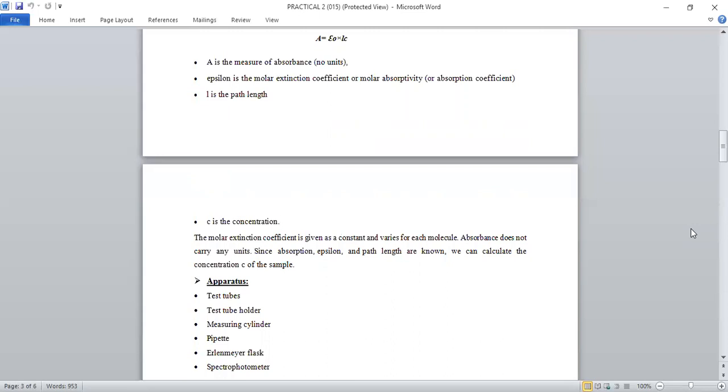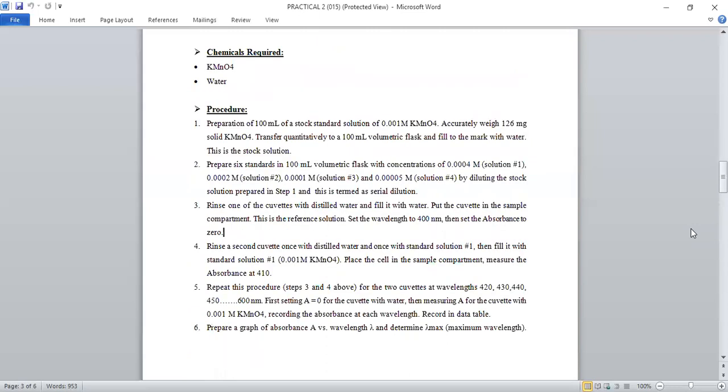Apparatus: test tubes, test tube holder, measuring cylinder, pipette, Erlenmeyer flask, spectrophotometer. Chemicals required: KMnO4, water. Procedure: preparation of 100 ml of a stock standard solution of 0.001 M KMnO4. Accurately weigh 186 milligrams of solid KMnO4, transfer quantitatively to a 100 ml volumetric flask and fill to the mark with water. This is the stock solution.